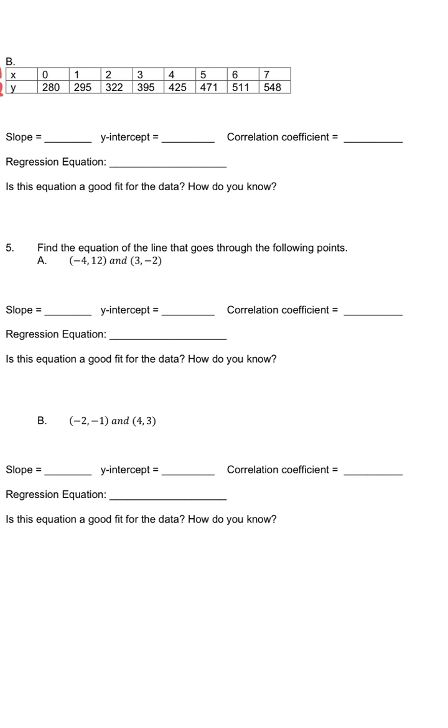In the L1 column, you will enter in your 0, enter 1, enter 2, enter 3, enter 4, enter 5, enter 6, enter 7, enter.